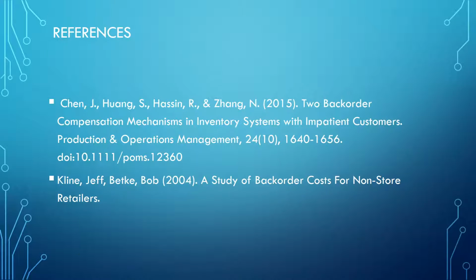Okay, the references that we used were from Jeff Klein. It was a study of backorder costs. Also, we looked at backorder compensation mechanisms. This is where we came up with the idea: maybe it would be best to target items that would go on backorder and then put them through the auction mechanism, where you know you're most likely going to get, if not the fair market value, then a higher price.